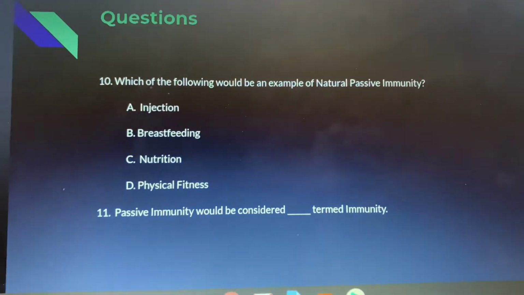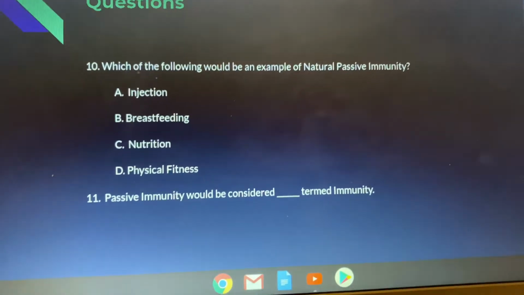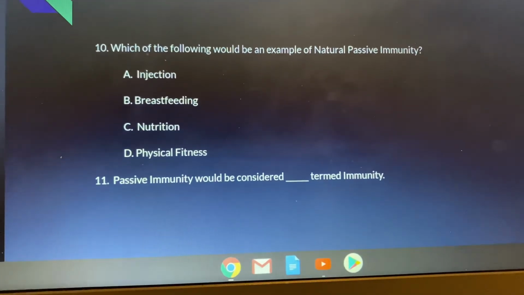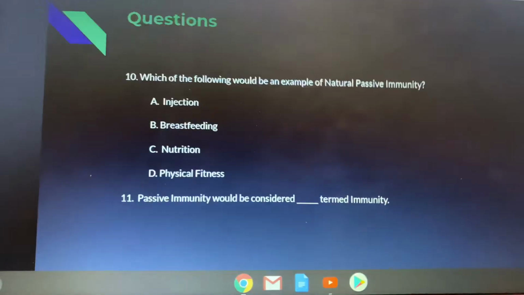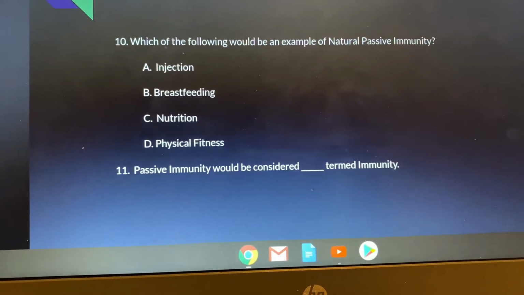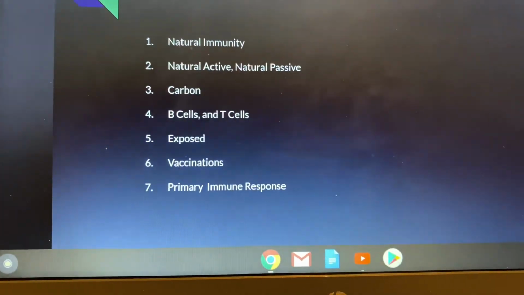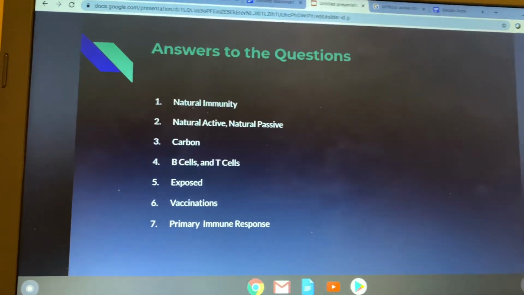Number 10, which of the following would be an example of natural passive immunity? And that would be breastfeeding because it's coming from the mother to the child, and that's through pregnancy. Number 11, passive immunity will be considered short-term immunity. And here's the answers to the questions.